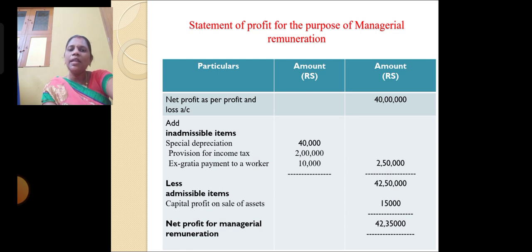Then next we have to deduct admissible items given in the problem. In this problem, the admissible item is capital profit on sale of asset, rupees 15,000. From 42 lakh 50,000, we deduct rupees 15,000. Finally, we got 42 lakh 35,000. That is the net profit for calculation of managerial remuneration. So the formula is nothing but net profit add inadmissible items less admissible items. In this sum, the profit for managerial remuneration is rupees 42 lakh 35,000.